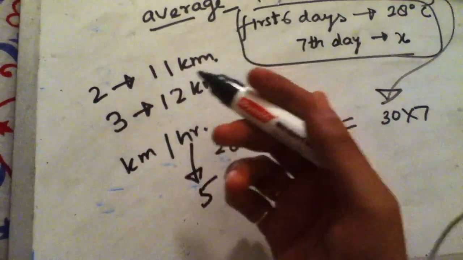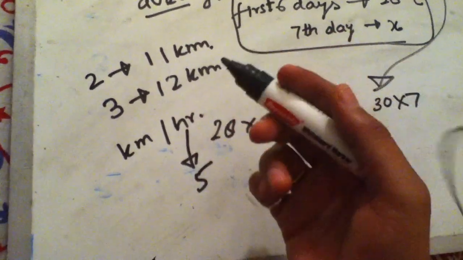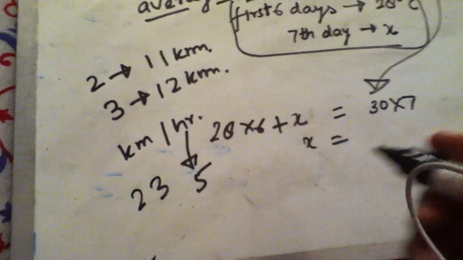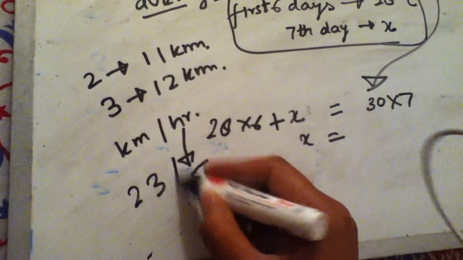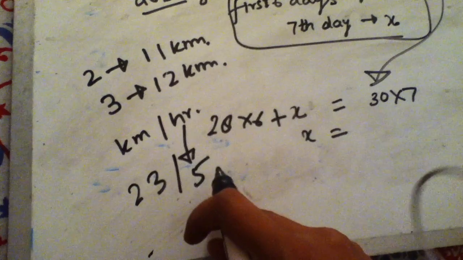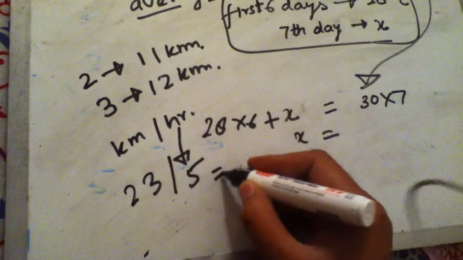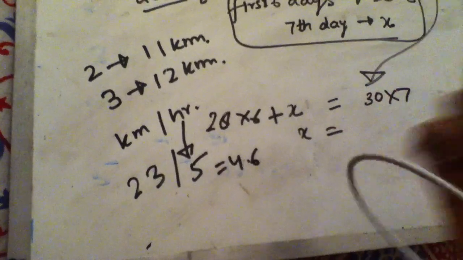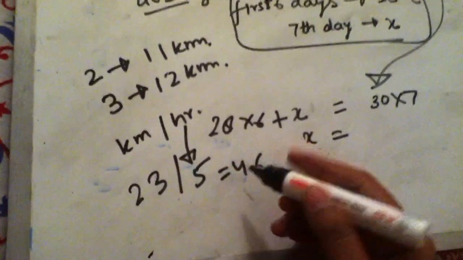Yeah, so for the 5 hours, total distance traveled is 23. Okay, so what is the average here? It's 23 divided by 5. It should be 4.6 kilometers per hour. So this way we will get our average.